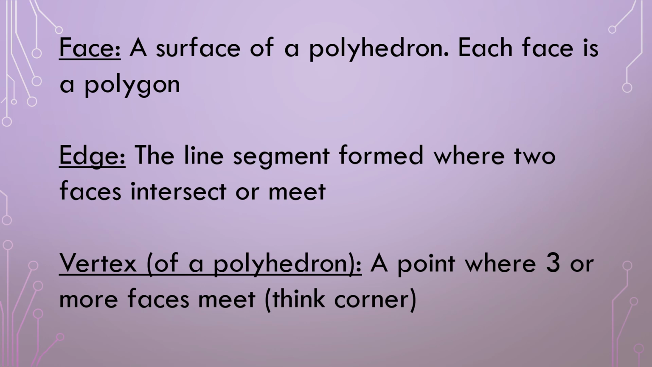A vertex on a graph is different. A vertex on a triangle is different. A vertex of an angle is different. Vertex of a polyhedron is where three or more faces meet.